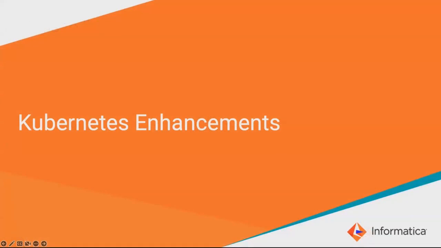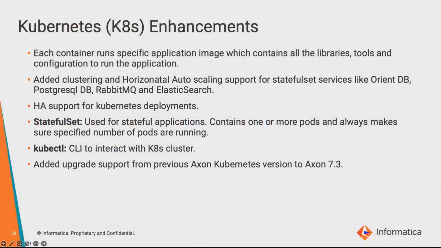Next, we'll look at the Kubernetes enhancements on the deployment side. We came up with auto scaling and also support of HA in 7.3. Each of the containers runs on a specific application image, and we wanted to bring in horizontal scaling, wherein the Postgres DB or the RabbitMQ can be spawned on multiple pods. So we have the stateful set of services which can be run on multiple pods, as I mentioned. It also supports the upgrade capability.